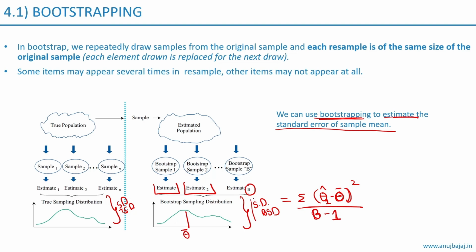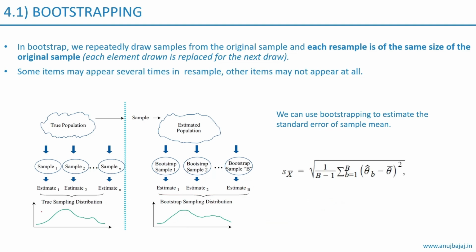So this standard deviation of the bootstrap sampling distribution is the same as the standard deviation of the true sampling distribution. So this is the formula of the standard deviation of the bootstrap sampling distribution. In the formula we have the summation of the deviation squared divided by the number of observations minus 1. Now let us look at an example and things will be much clearer.